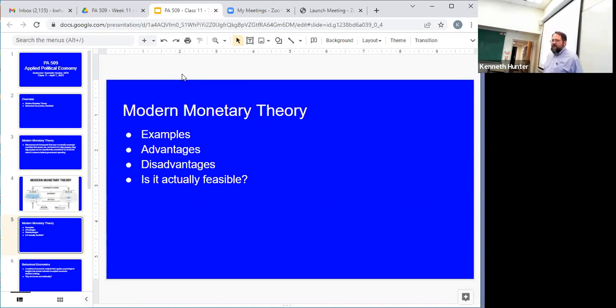So think about this. What are some specific examples? I kind of mentioned the recovery, but think of some other examples that are out there of modern monetary theory in action. What are they?